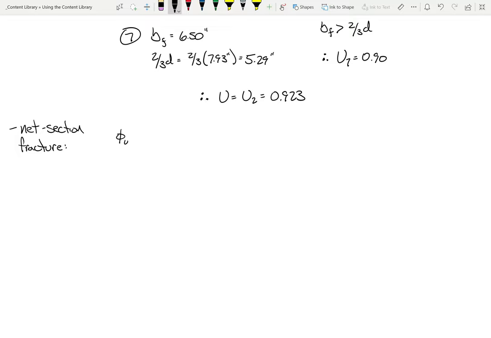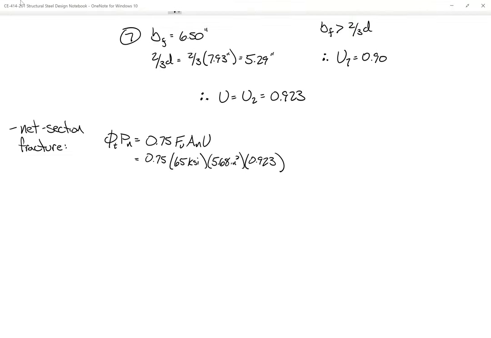So we now calculate another VPN, which is 0.75 Fu net area times U, which is 0.75 times 65 ksi times, what was the net area again? What was it, 5.68? And then 0.923. Okay, so let's chug that out. Tell me what you get. So we'll round it to one decimal place, say 255.6.